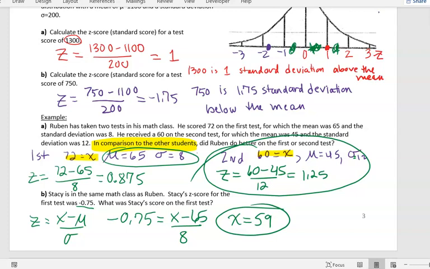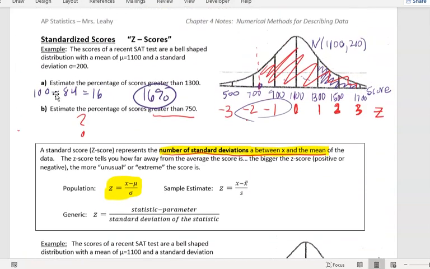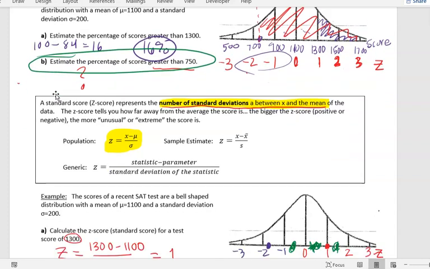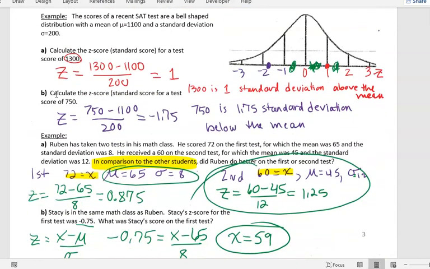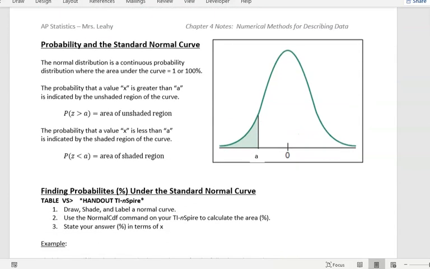All right. So going back up here, the z-score tells me the number of standard deviations above the mean. Ultimately, what I want to be able to do is answer questions about the percentage of scores for things that don't necessarily fit the empirical rule. So what do you do with the 1.75s and the 0.86s and all that kind of stuff? So we have something called the standard normal curve.